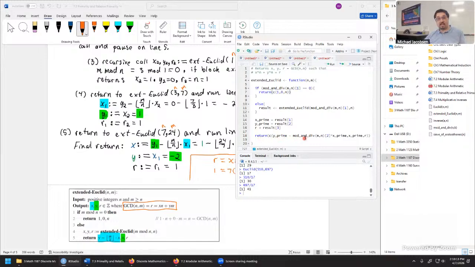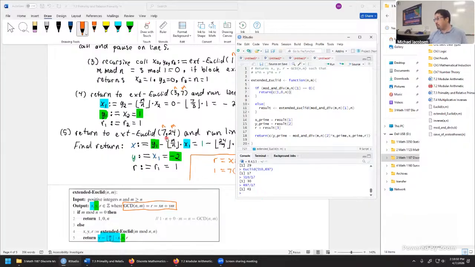And we combine it in this kind of format. Y prime minus the modulus times X prime. That's just this formula implemented. The second part of the output is X prime. That's just this right here. I called it X prime in the syntax. And R just matches with this R.